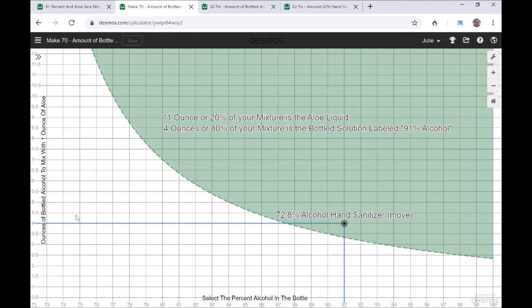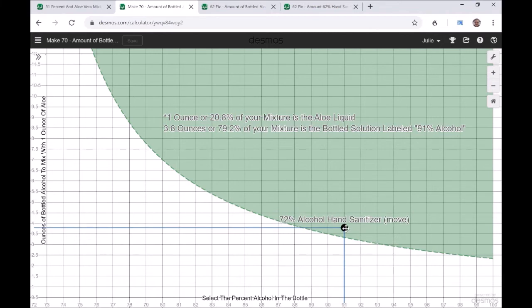So this was our example where we saw that if I have 4 ounces of 91% together with 1 ounce of the aloe vera at 0%, our solution comes out to be a 72.8% average. Now, if we had some flexibility when we're mixing things, we can stay at the 91%.